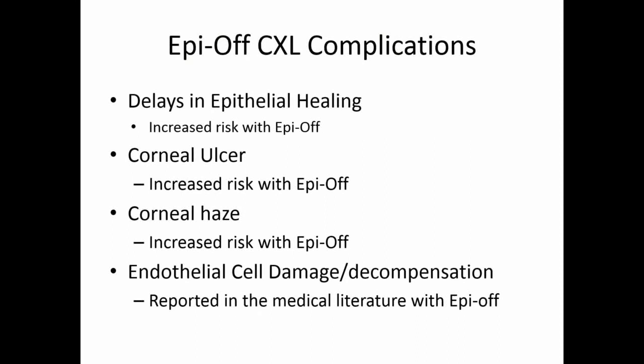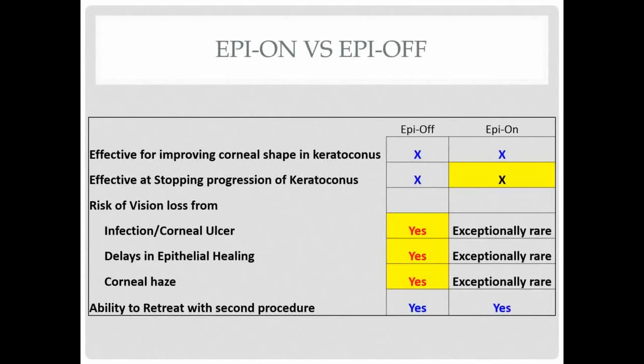So the epi-off crosslinking is a very nice technology, but there are some risks. You can get delays in epithelial healing. You can get, since you have an epithelial defect, there's a risk of a corneal ulcer. You can also get corneal haze. Rarely you can get endothelial cell damage or decompensation. So this is very rare, but those can all happen. So all those things, delays in epithelial healing, corneal ulcers, and haze are potential risks with epi-off crosslinking because we're removing the epithelium.